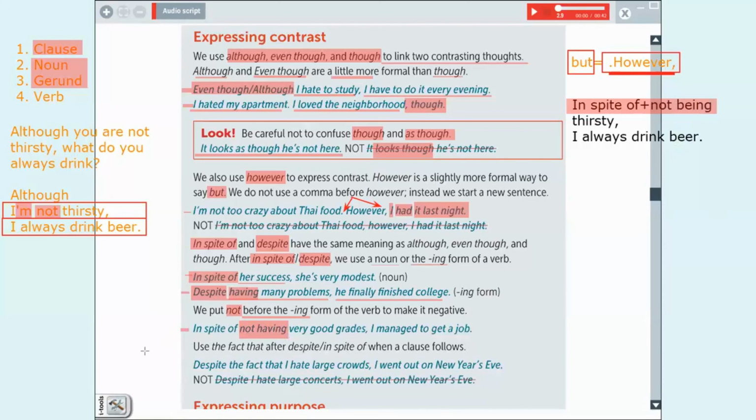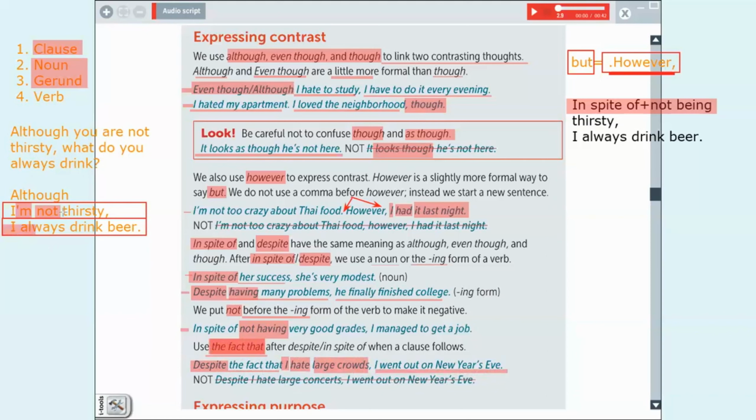If you want to use a clause, you can include "the fact that". The fact that allows you to use the clause, "despite the fact that", subject, verb, and complementary information, in order to say the contrasting sentence. Despite the fact that I hate large crowds, I went out on New Year's Eve.